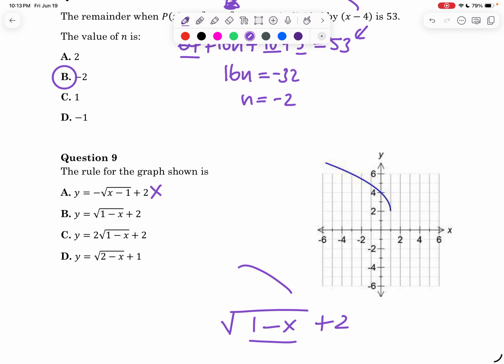If you let x equal 0 here, you get 1 plus 2, which is 3, but clearly it goes through 4. So it's got to be 2 times 1 plus 2, which is 4.